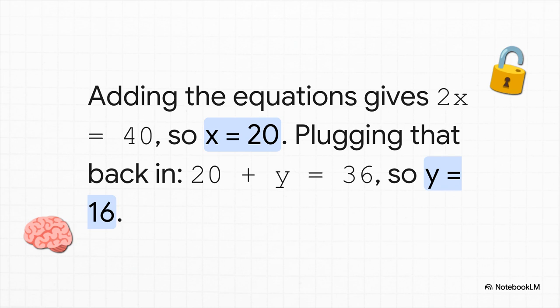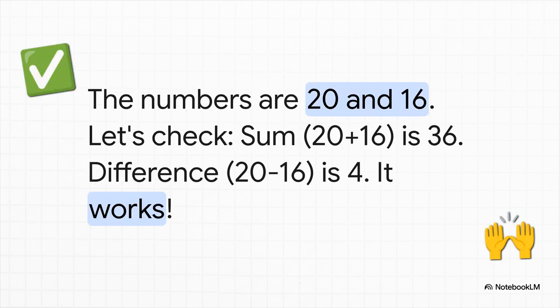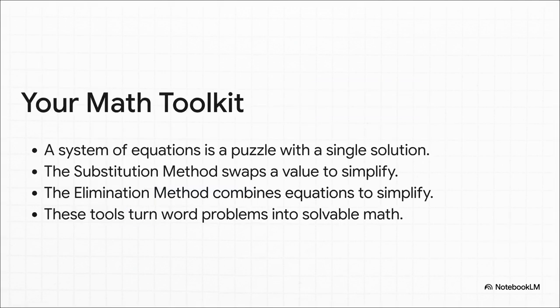X must be 20. Then we just pop that 20 back into the first equation, and you can see right away that y has to be 16. And there we have it. The two numbers are 20 and 16. But we should always do a quick check to be sure. Is their sum 36? Yep, 20 plus 16 is 36. Is their difference 4? Yep, 20 minus 16 is 4. It works. Puzzle solved.